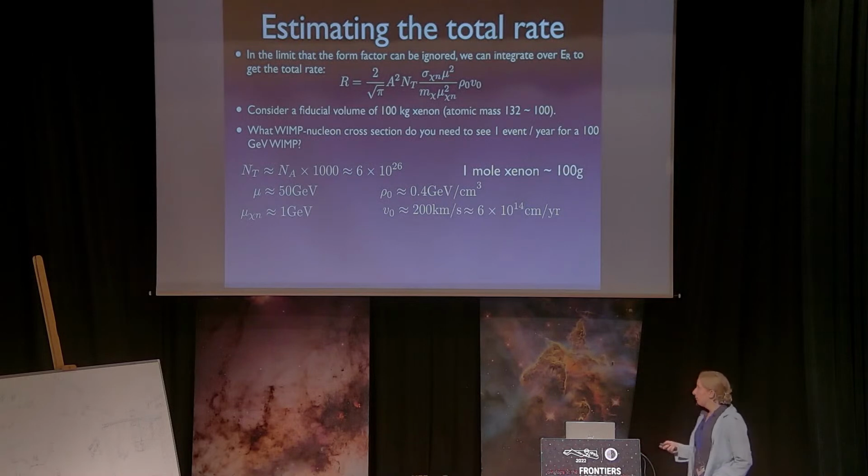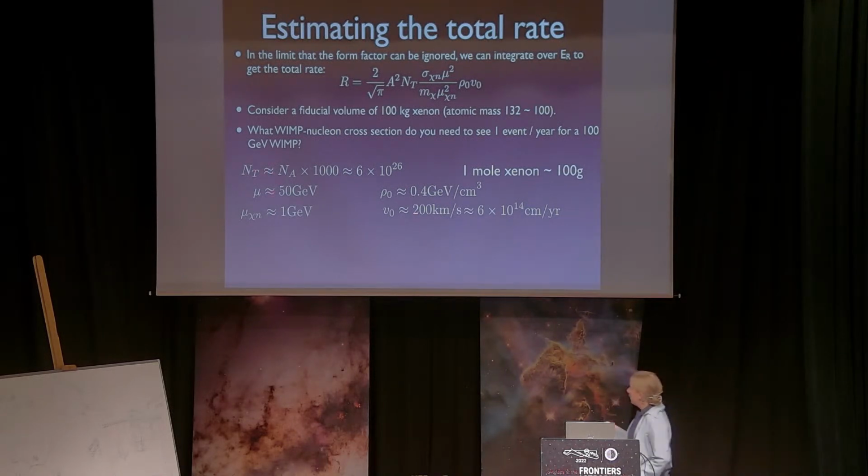Our target, our number of nuclei in the target, is going to be just Avogadro's number. So a mole of xenon turns out to be about 100 grams. So with 100 kilos of xenon, we'll have 1,000 times Avogadro's number of atoms in the target, so that's about 6 times 10 to the 26. Our mass of our target is about 100 GeV.